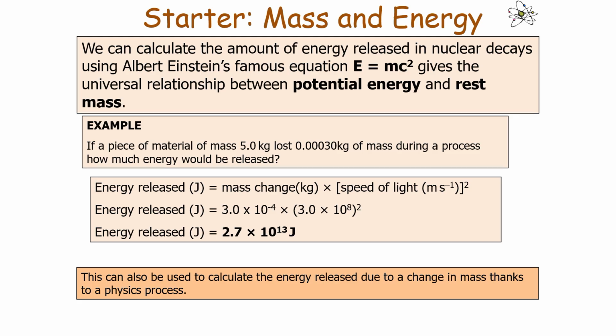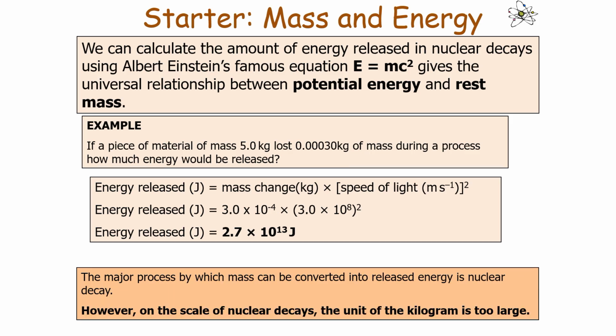So if a piece of material of mass 5 kilograms lost 0.00030 kilograms of mass during a process, how much energy would be released? So we use here the mass change in our equation, E equals mc squared, and we get our answer to be 2.7 times 10 to the 13 joules. So you always think, in terms of nuclear decays, about the actual mass change that's taken place.